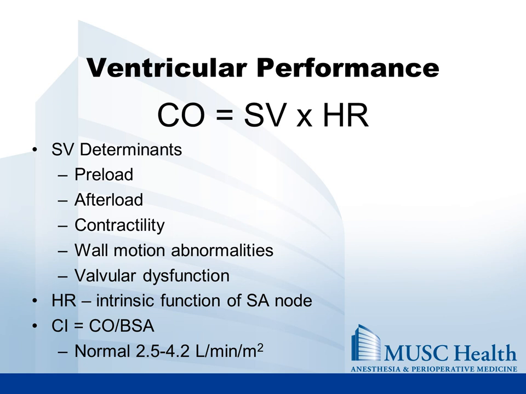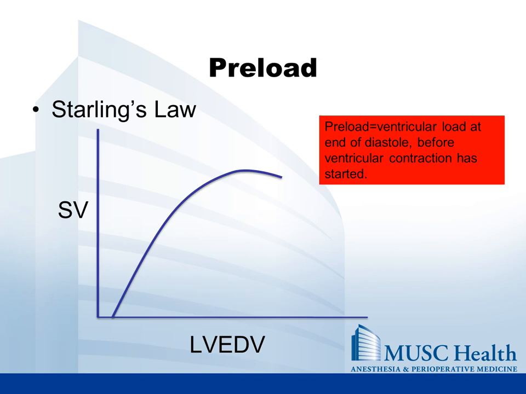Heart rate is basically your intrinsic function, mostly of your SA node. If your SA node isn't working, you don't get your atrial kick. And then just a reminder, your cardiac index is your cardiac output over your BSA, and normal is about 2.5 to 4. You see that a lot on echo reports and that sort of thing. Okay, so we'll talk about preload, afterload, contractility.